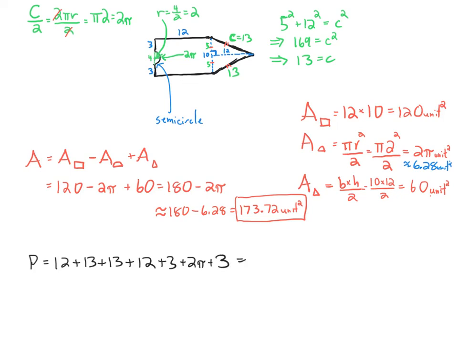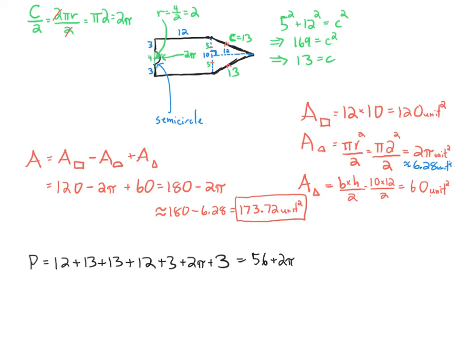And let me count, make sure I have everything. 1, 2, 3, 4, 5, 6, 7 things. Looks good. I add this up. I'm going to do this fairly quickly. So 12, this is 26. So 12 plus 26 is 38. Plus another 12 is 50. This is 53, 56 plus 2 pi.